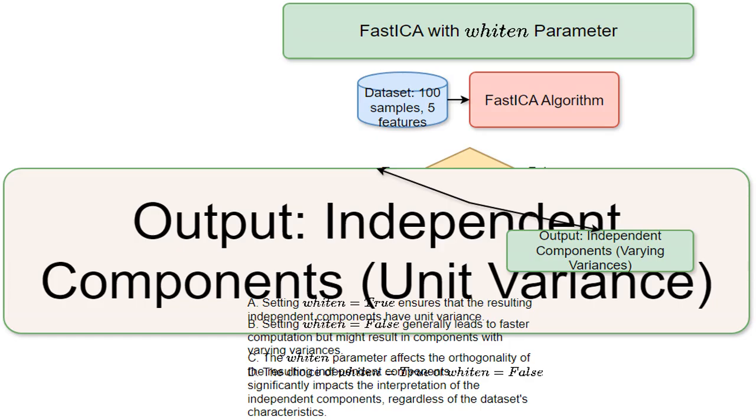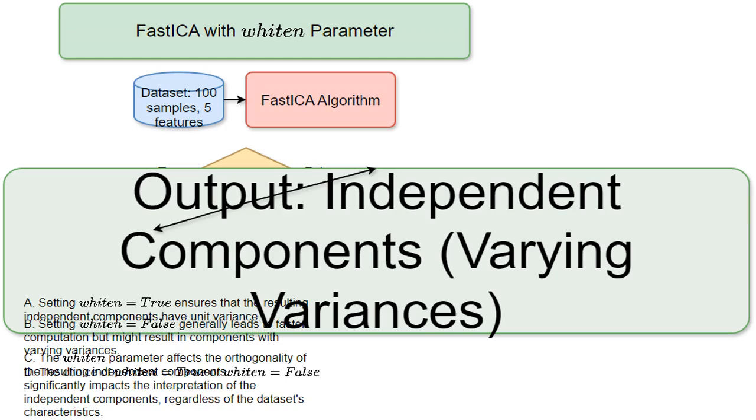With "whiten equals true", I get independent components that all have unit variance equals 1. It's a nice, consistent output, making interpretation a bit simpler. When "whiten equals false", I obtain independent components, but their variances will vary. Each component might have a different level of dispersion or spread around its mean. This can make it more challenging to interpret the results.